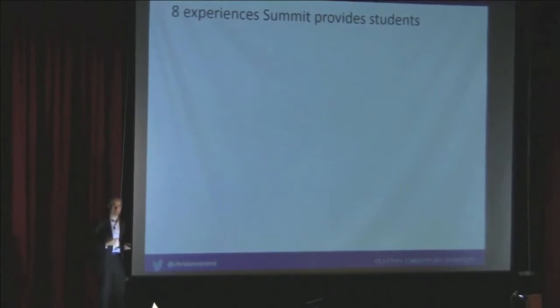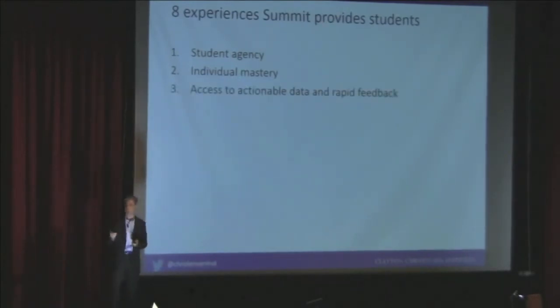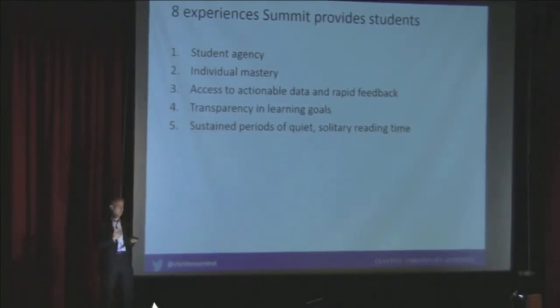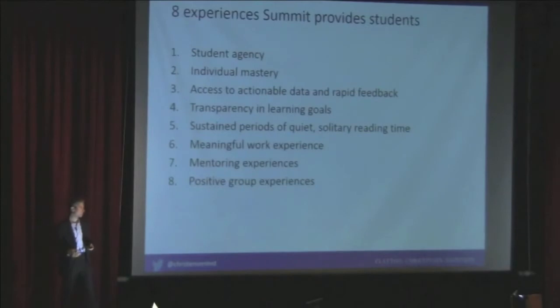To get students' job to be done, they realize that they have to provide eight different experiences. I'm going to go through this relatively quickly, but it was student agency, individual mastery, you don't move on until you experience success and actually have mastered it, access to actionable data and rapid feedback so I can do something with data, transparency in the learning goals, sustained periods of quiet, solitary reading time. A lot of the students that they served were many grade levels below and didn't have opportunities to read at home, and so actually creating these opportunities in the school day was really important. Meaningful work experience outside of school. Mentoring experiences. And the eighth one was positive group experiences. So that fun with friends job was really important, but also a critical part of working in the 21st century.